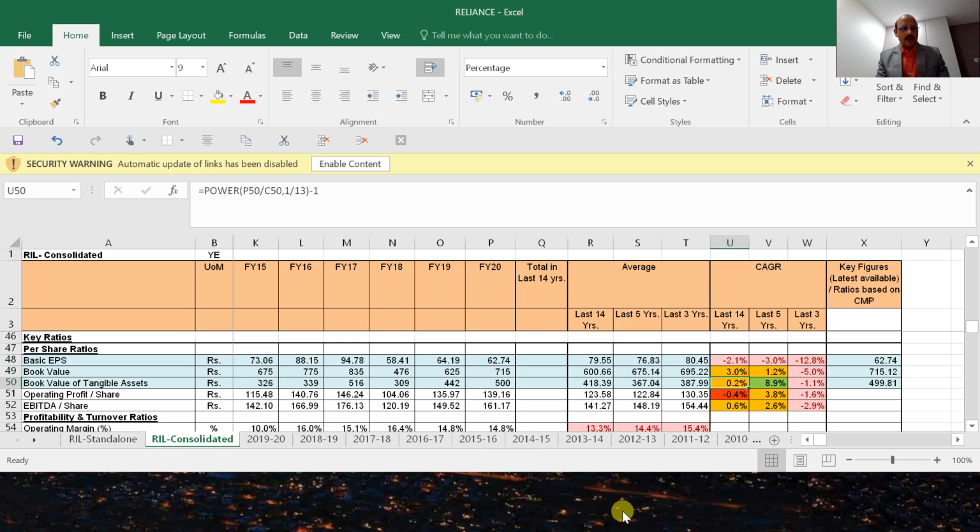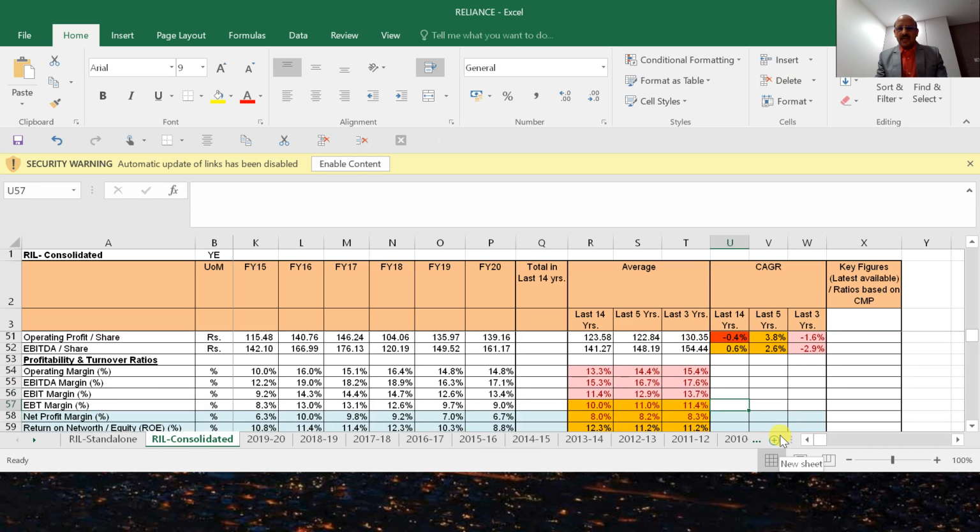And this is another important ratio, book value of tangible assets. By excluding the impact of goodwill or other intangible assets, how has the book value been behaving? That is also not growing in the last 14 years at all, very flattish, 0.2% CAGR. And if you look at other margin ratios, they are all in the red zone.